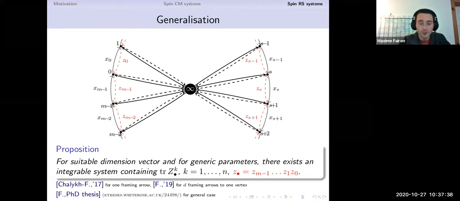But what you can also do, okay, yes, maybe let me say that for one framing arrow, this was already in our paper with Oleg from 2017, but the general case is in my PhD thesis, and as anything, I'm really expecting to write that down as an article one day. But yeah, let's see how it goes, hopefully this winter.